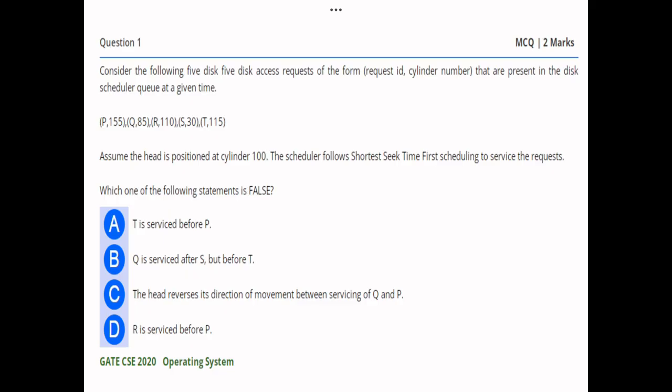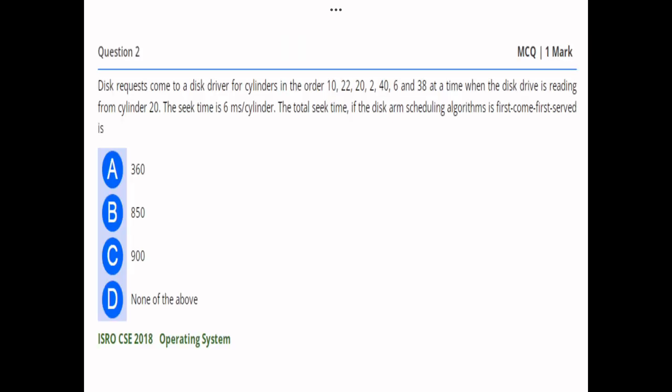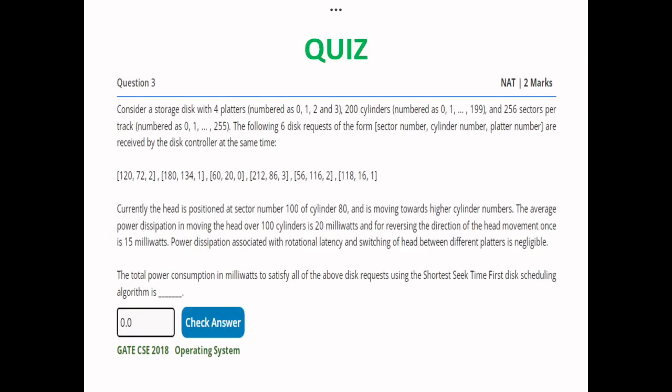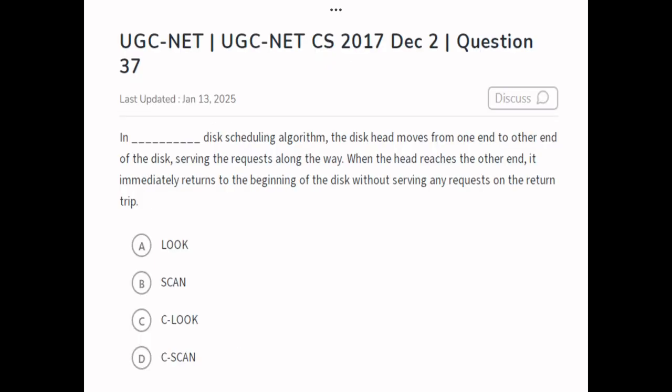You can see that such types of questions come in your GATE CSE 2020 exam. This question came in NET 2026. After completing this lecture, if you listen to it, you can solve these questions easily. These questions are very easy. This question came in ISRO CSE 2018, this quiz in GATE CSE 2018, this question in ISRO CSE 2017, and this question in UGC NET CS 2017. We cannot show all the questions one by one.